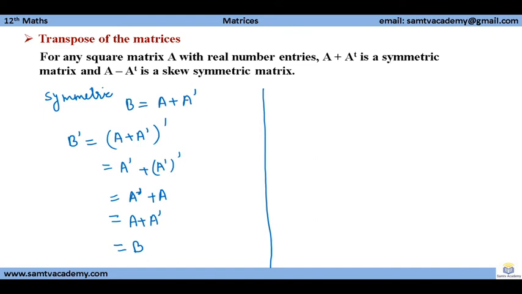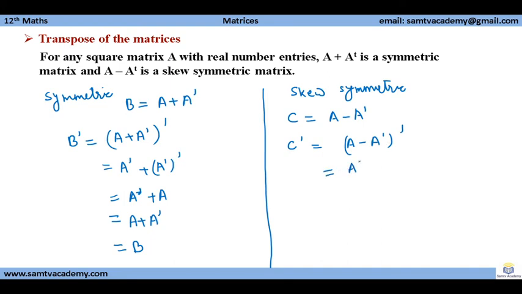Now let's take the second one, the skew symmetric matrix. Let's take C is equal to A minus A transpose. So now we will take C transpose. What will be C transpose? A minus A transpose whole transpose. We will solve it. That will be equal to A transpose minus A transpose whole transpose, that is A transpose minus A.